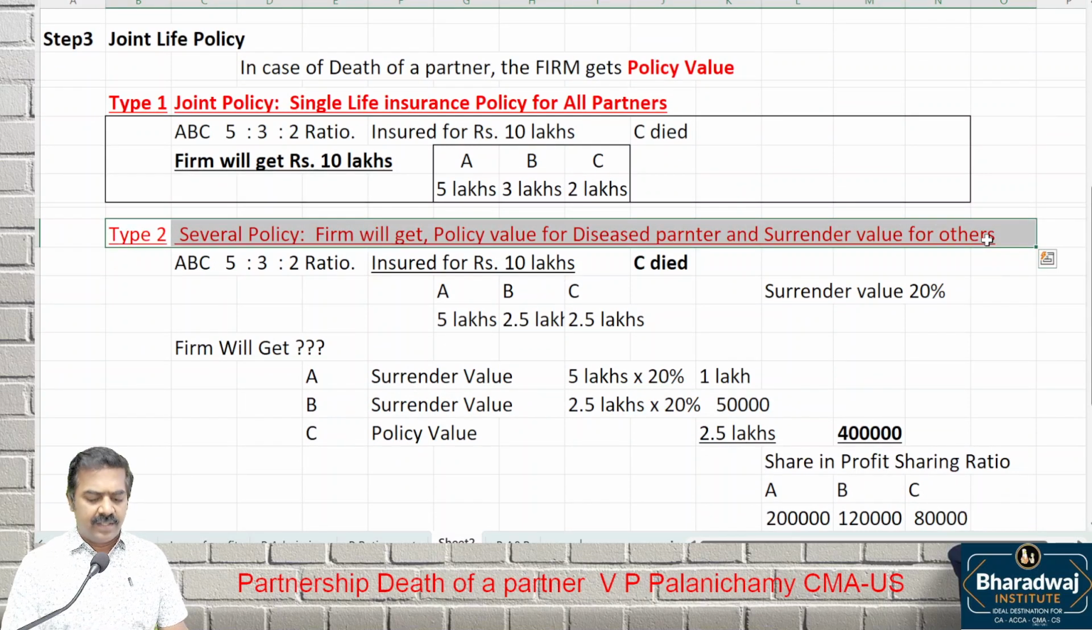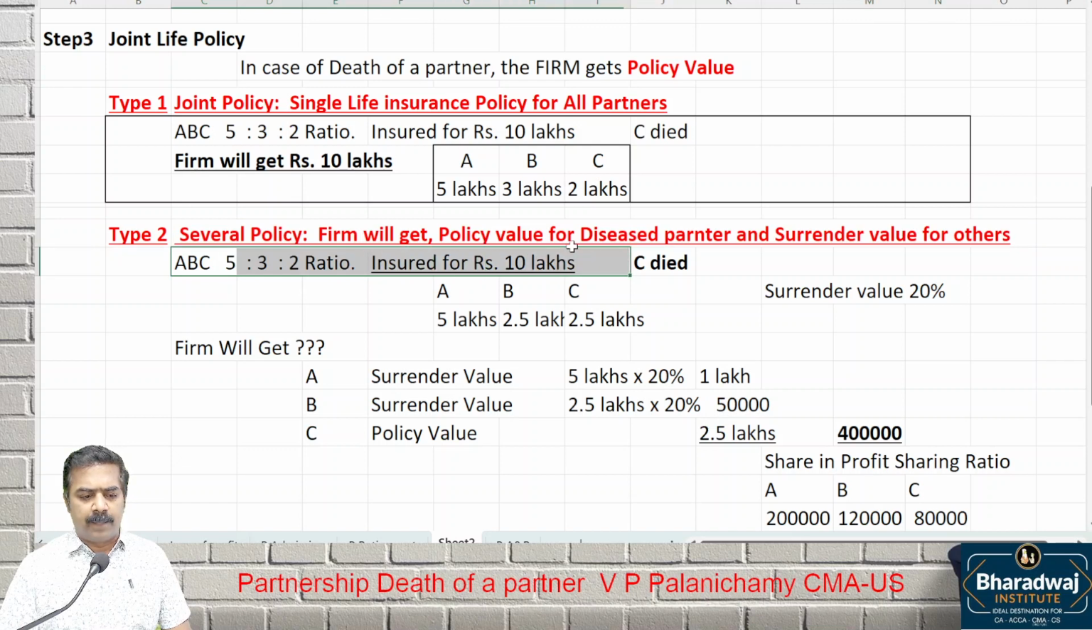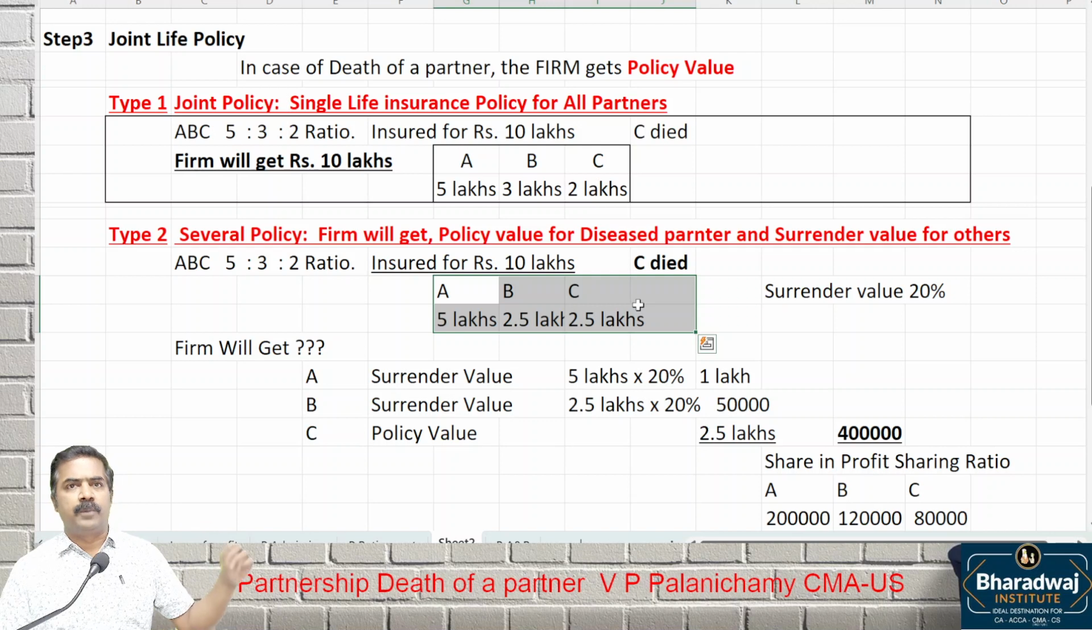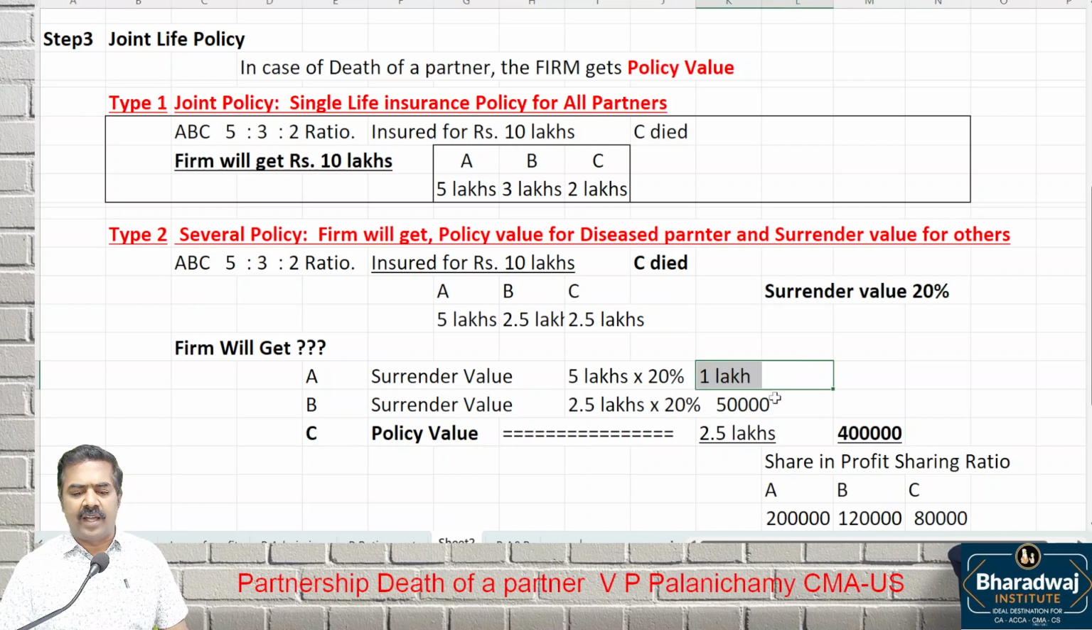Second case, is it a joint policy? No, it is a several policy. The firm will get which value? Policy value for the person who died. Others, you will get which value? Surrender value. Suppose in this example, A, B, C insured for 10 lakhs, but separate values are available: 5 lakhs, 2.5 lakhs, 2.5 lakhs. Now, if surrender value is 20%, the firm will get surrender value for A, surrender value for B, and for C only policy value will be received.